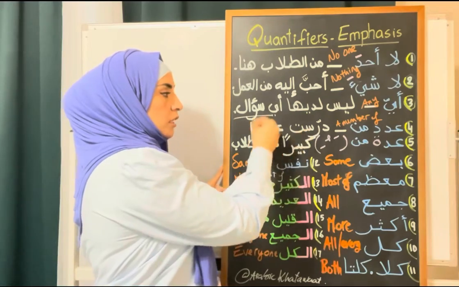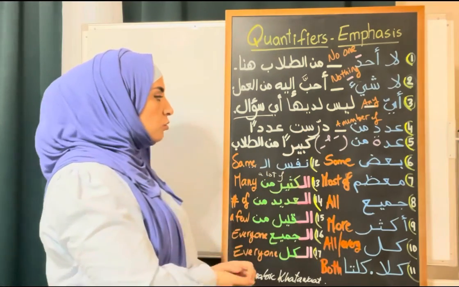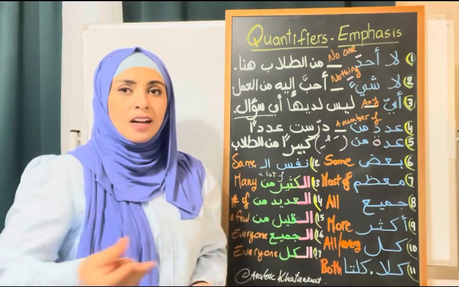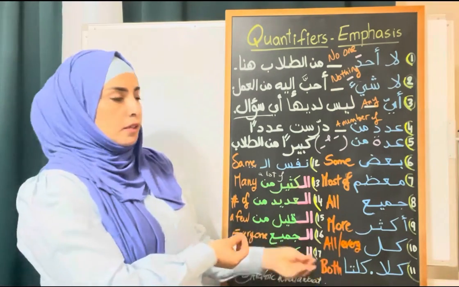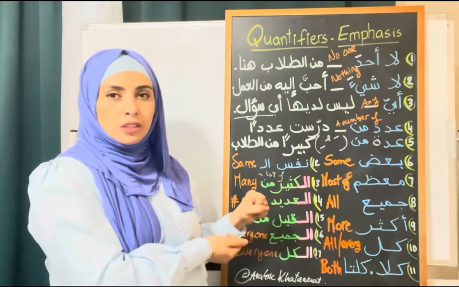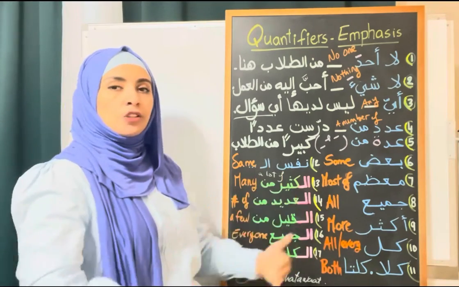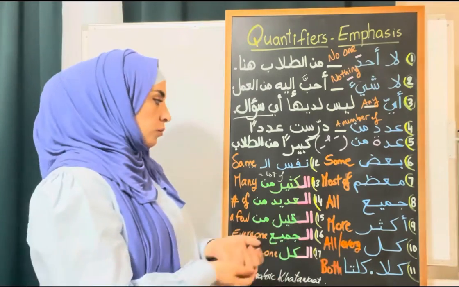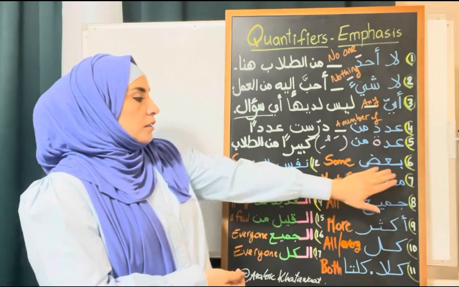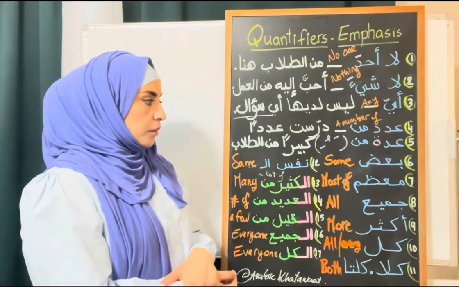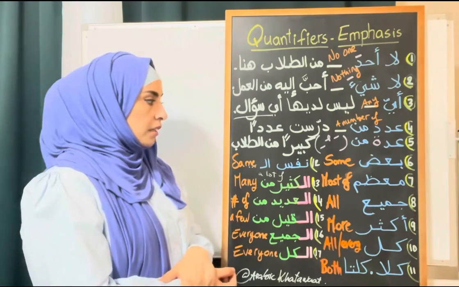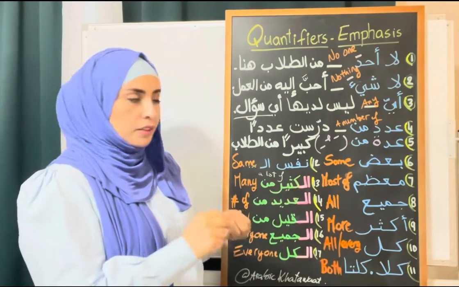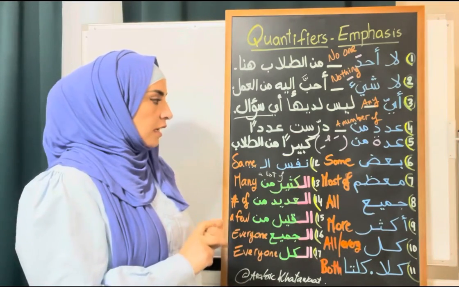And if you want to complete your sentence, you could say درست عددا كبيرا من الطلاب منذ أن بدأت العمل, منذ أن بدأت التدريس, and you add more emphasis by completing your sentence and conveying more meaning. The sixth example is بعض. بعض can also take فتحة, ضمة, كسرة depending on where it is in the sentence.